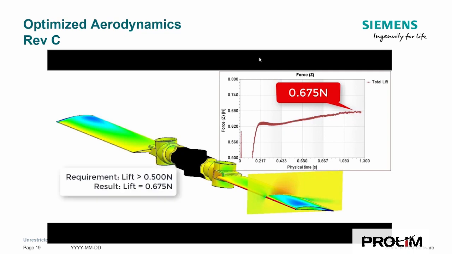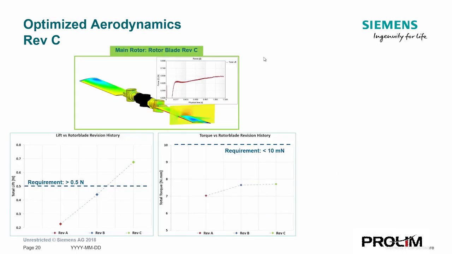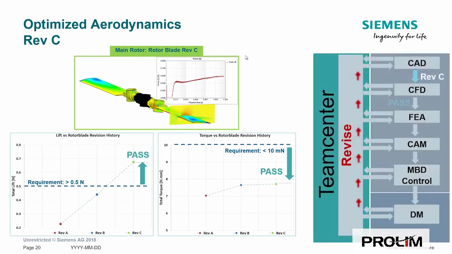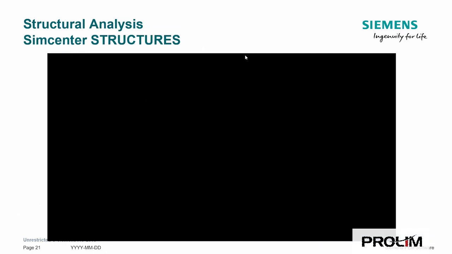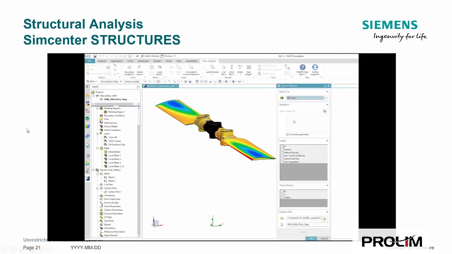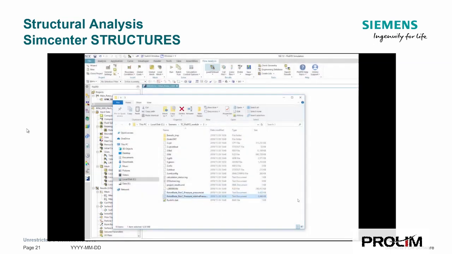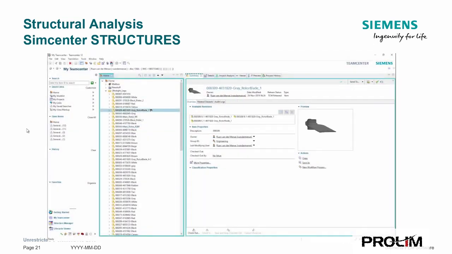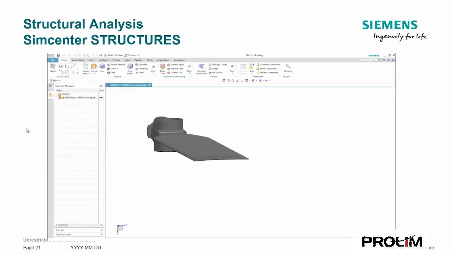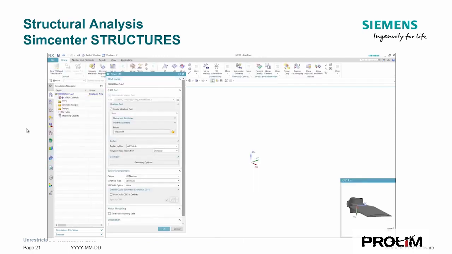So once we've done that update, you could see that we are now very effectively meeting our requirement on the lift as well as the rotor blade torque, and from there on we can move on to the FEA analysis. What you can see here is the pressure distribution on the blade being exported to text files that will be imported by the FEA simulation engineer, who gets the model from Teamcenter.